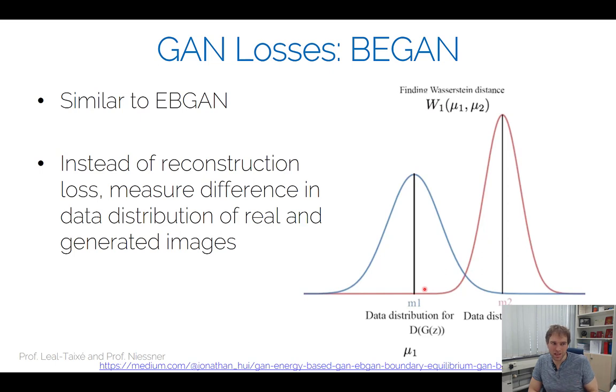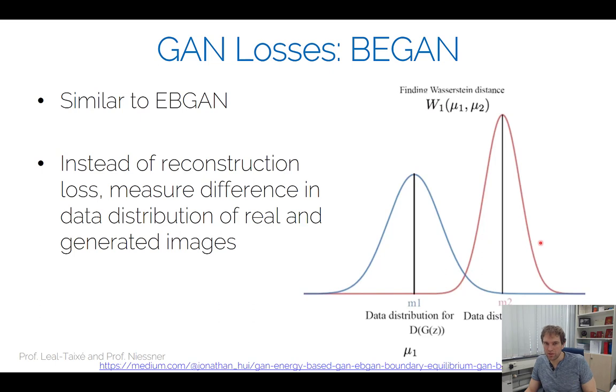So BEGAN is similar to EBGAN, except now instead of a reconstruction loss, we measure the difference in the data distributions of the real and the generated images. In other words, we have a real distribution here and a fake distribution here, and we're trying to measure the difference between those two.